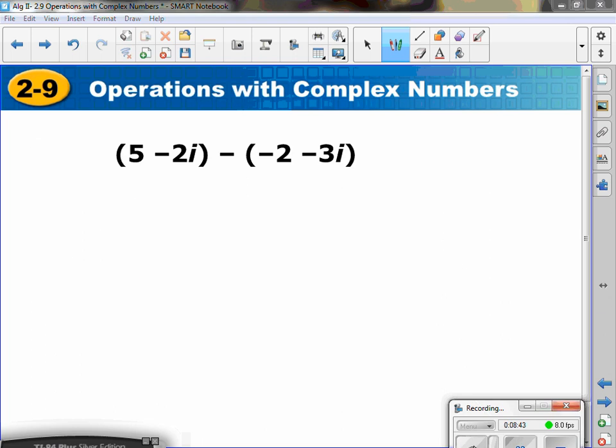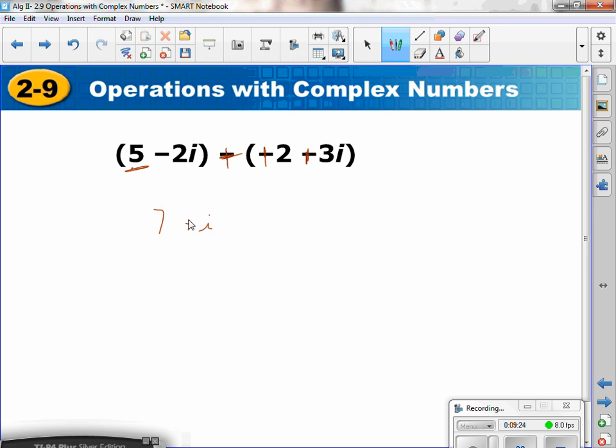All right, I have 5 minus 2i minus negative 2 minus 3i. Coming around, I saw a couple people do this little trick. You distributed. If I distribute to both, it makes this a positive, which makes this negative. So what a few people did is 5 plus 2. What's 5 plus 2? 7. What's negative 2i plus 3i? 1i, so I just write i, and that's your answer.